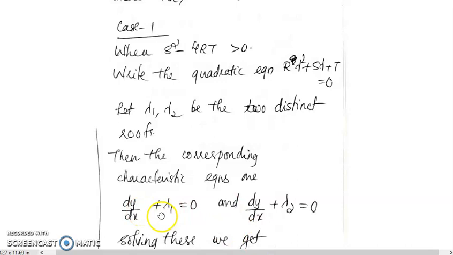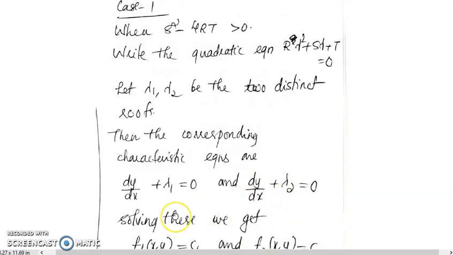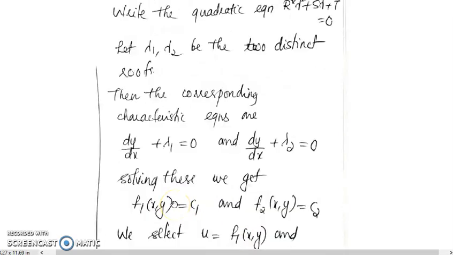We call these the characteristic equations. That will give the equations dy by dx plus lambda 1 equal to 0 and dy by dx plus lambda 2 equal to 0. Now solve these equations. Solving the first equation, you will get f1 of x, y equal to c1, and solving the second equation, you will get the solution f2 of x, y equal to c2.